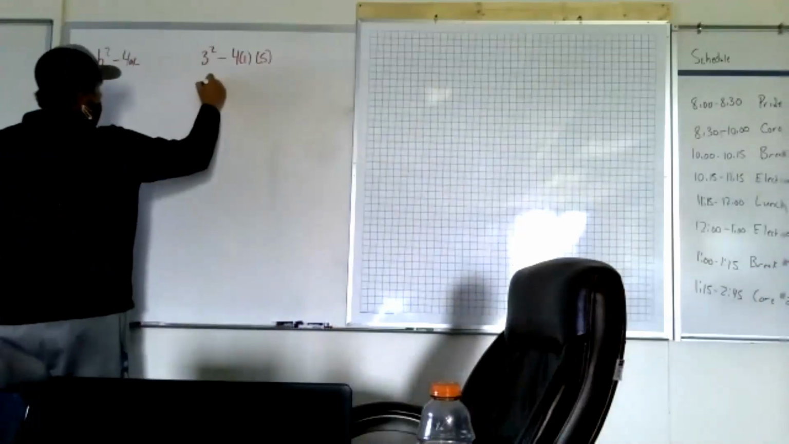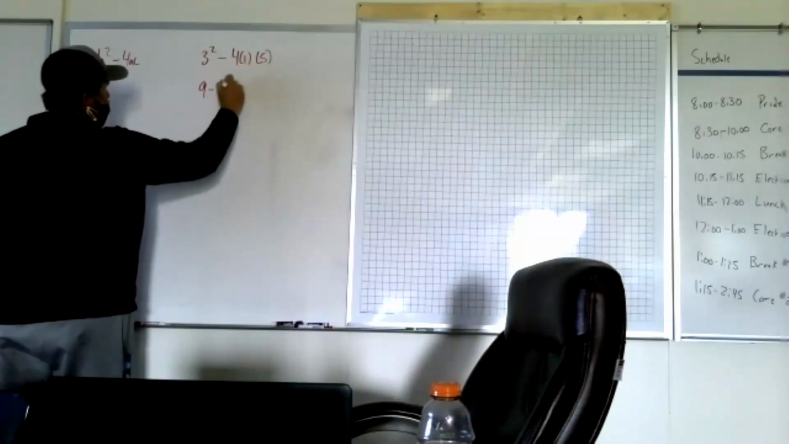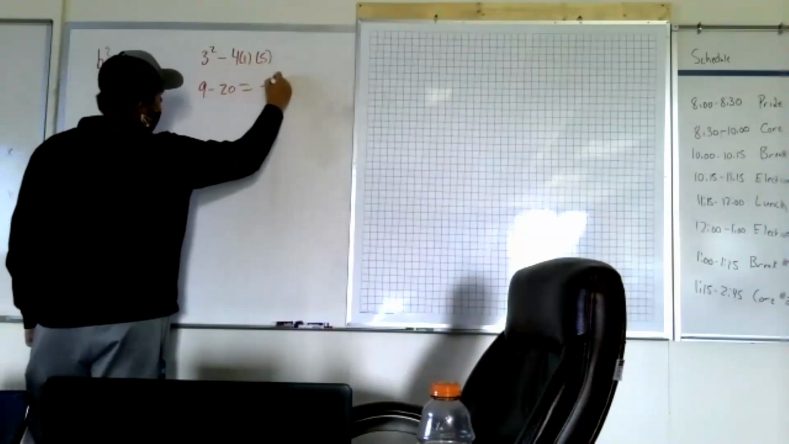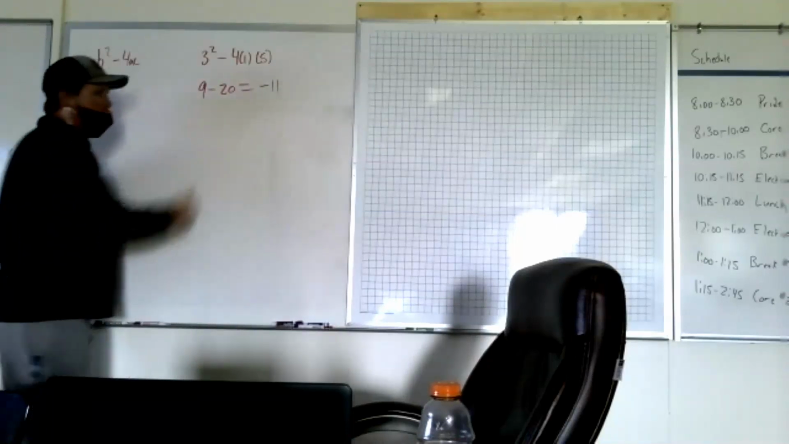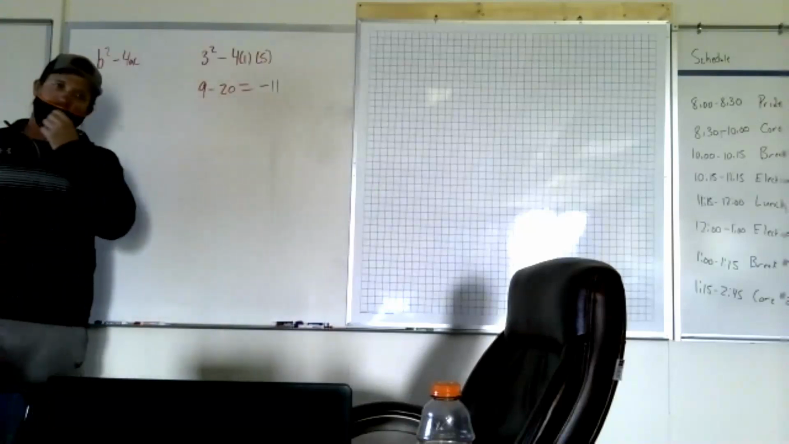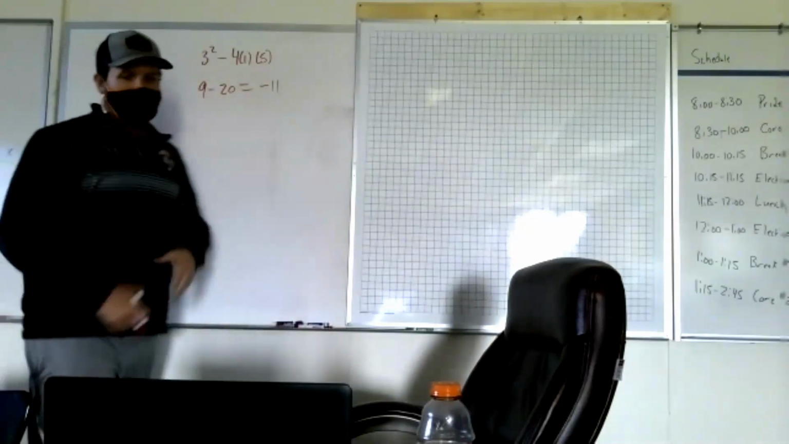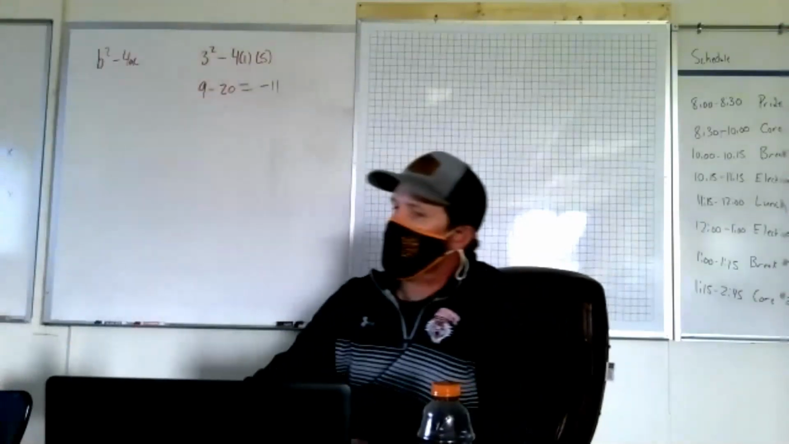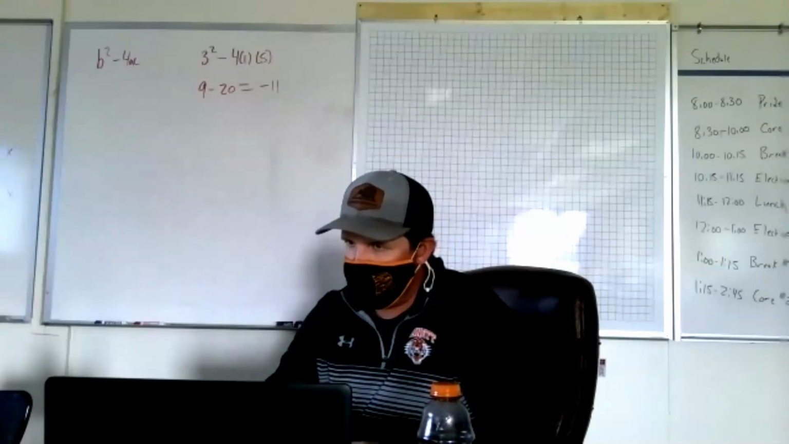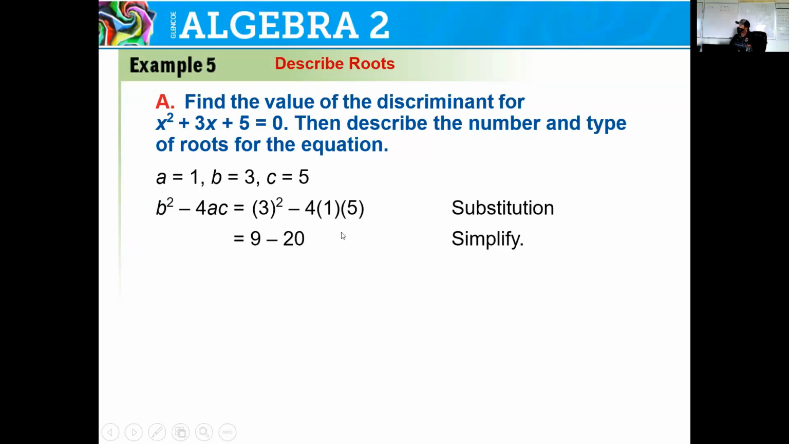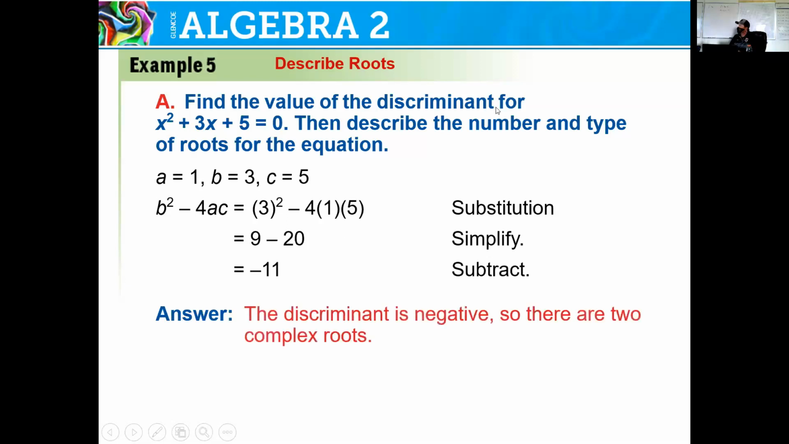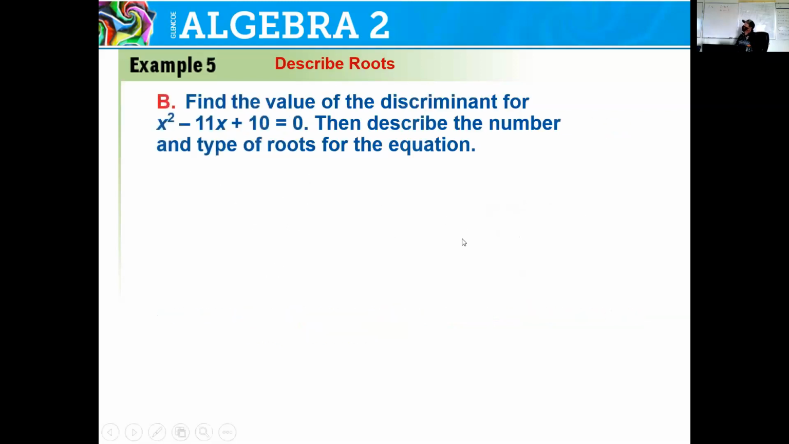3 squared is 9. 4 times 1 times 5 is 20. That equals a negative 11. So this means that we have two complex roots. They're imaginary. They don't really touch the x-axis at all. We found that from the value of our discriminant. Two complex roots.